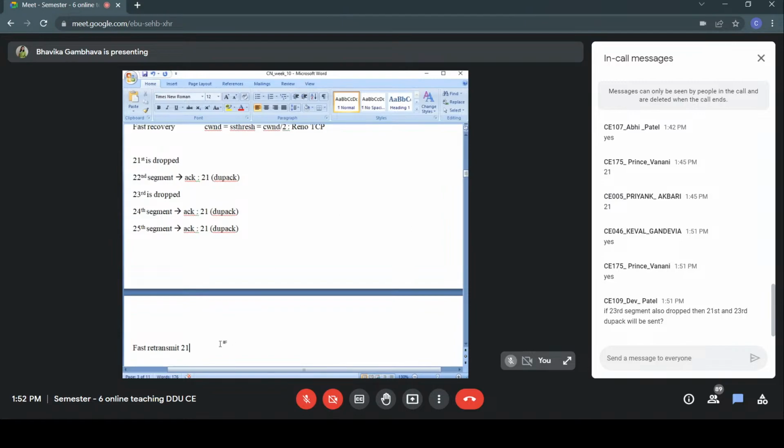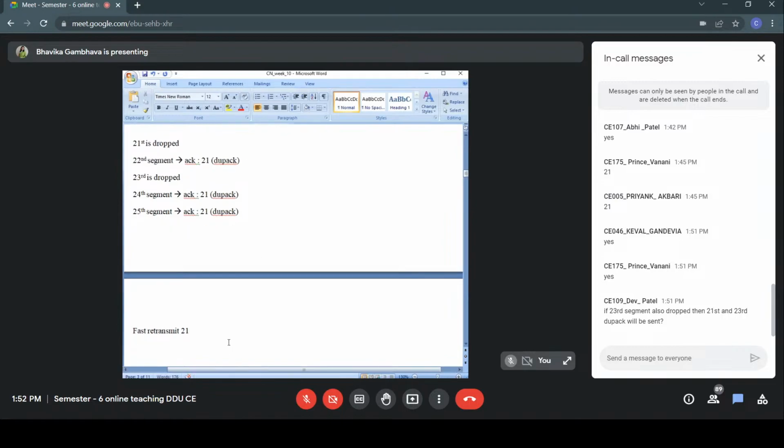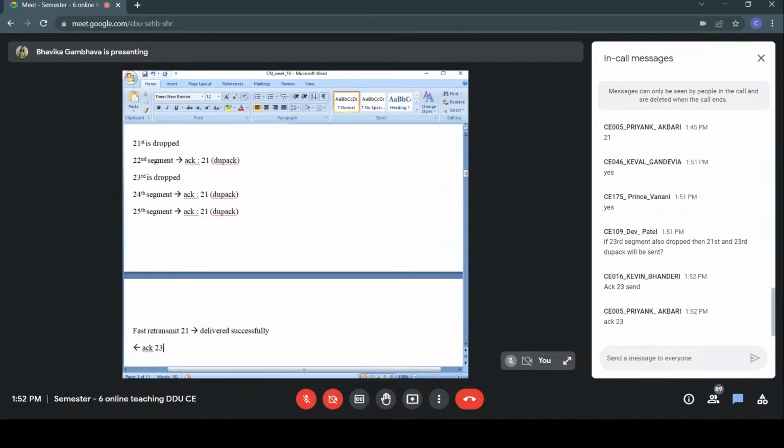It will send the fast retransmission of 21. And now this 21 will be received by the receiver. So what will the receiver do? If it is successfully delivered, then can you tell me what the receiver will do? Yes, it will send the acknowledgement of 23.